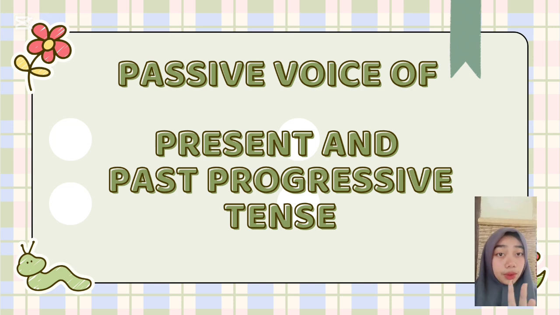Then steps to form the passive voice in past progressive. First, identify the object of the active sentence. Second, use the appropriate form of to be, was or were, based on subject. So, was for singular subject and were for plural subjects. Third, add being to indicate the progressive aspect. Fourth, use the past participle of the main verb. And last, add by and the agent if necessary.